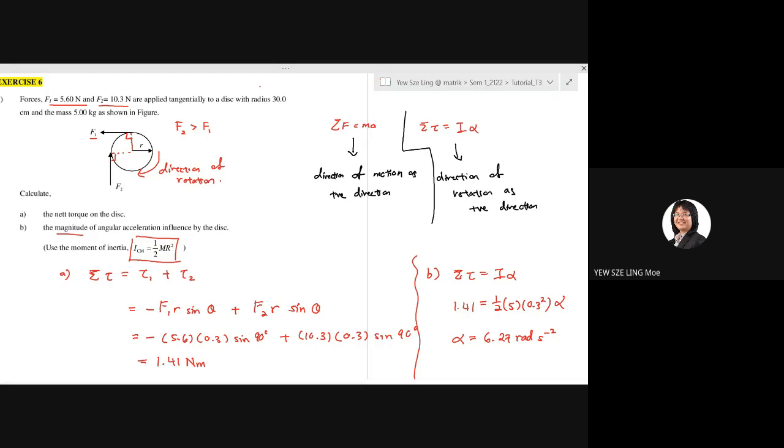If you are done, you can look at the third question. Okay, you can look at question number 3 if you are done.